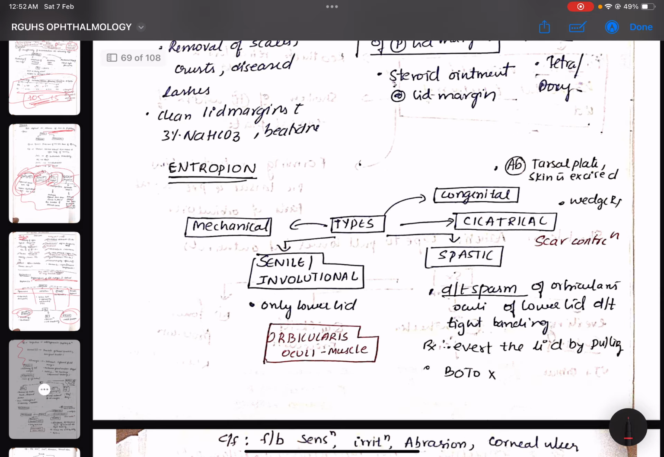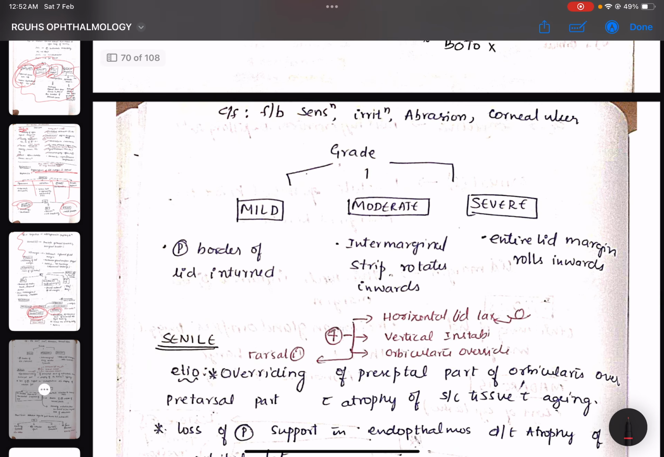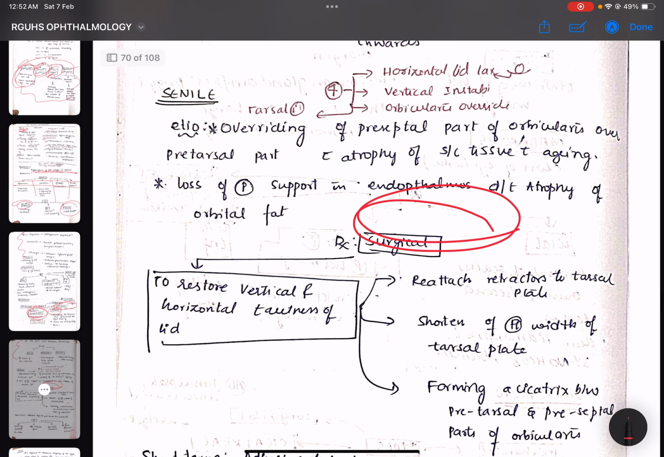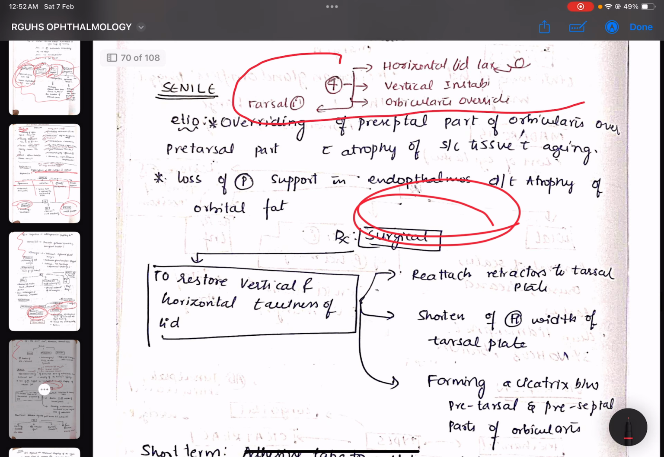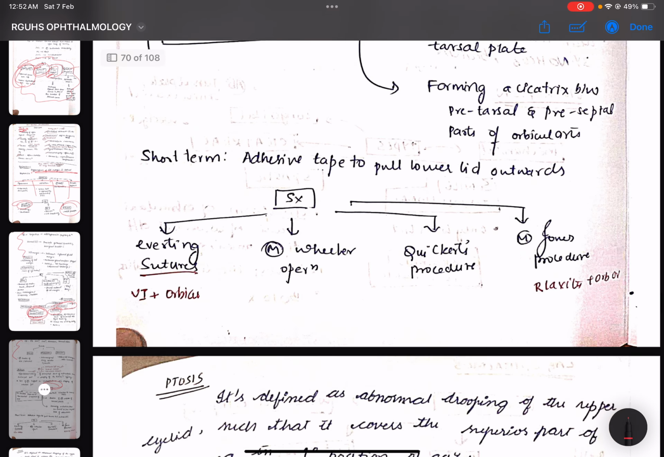That's it. Entropion, again, majorly you have to remember about the senile type. Okay, and also it might be due to either a spastic or cicatricial cause. And these are the same grading and also the clinical features, and the senile type is something which they will ask. Here you have to do surgical correction of it. Okay, so these are the things which need to be maintained to prevent entropion formation. Okay?